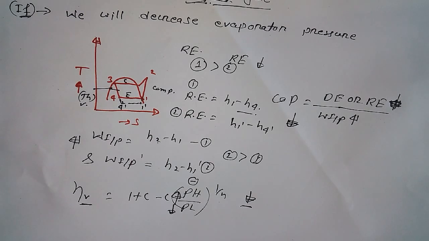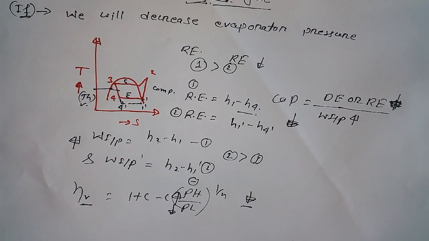So what is happening after decreasing evaporator pressure? Its refrigerant effect is decreasing, its work input is increasing, its COP is decreasing, its volumetric efficiency is decreasing. In terms of money, the operating cost will of course increase because COP is decreasing. I hope you understand the concept.